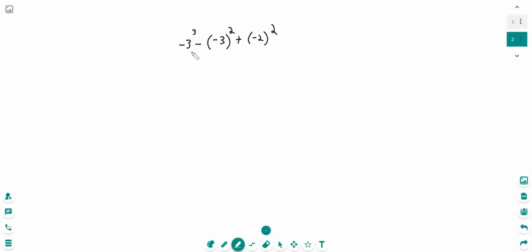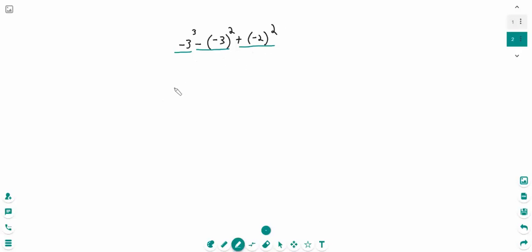Maybe that's the first thing to point out. We have a term here, we have a term here, and we have a term here, right? So we have those three different terms. They're all being added to each other. There's no multiplication other than the exponents going on here. So since it's all addition, we can technically do anything first.